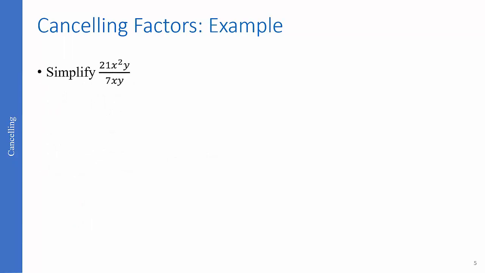We can simplify this expression by cancelling down. Writing in factored form, 21 is 7 times 3, x squared is x times x, and we've got a times y. And in the denominator we have 7 times x times y. We're multiplying by all the numbers in the numerator and dividing by the numbers in the denominator. So multiplying by 7 and then dividing by 7 will cancel out. One of the x's will cancel out and the y's cancel out, leaving us with 3x.